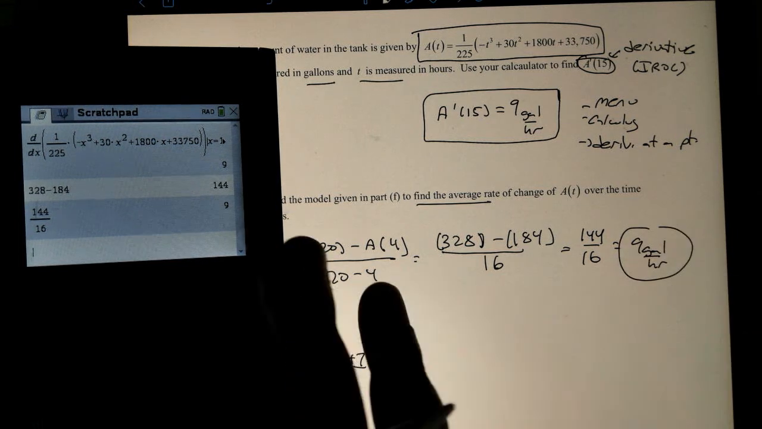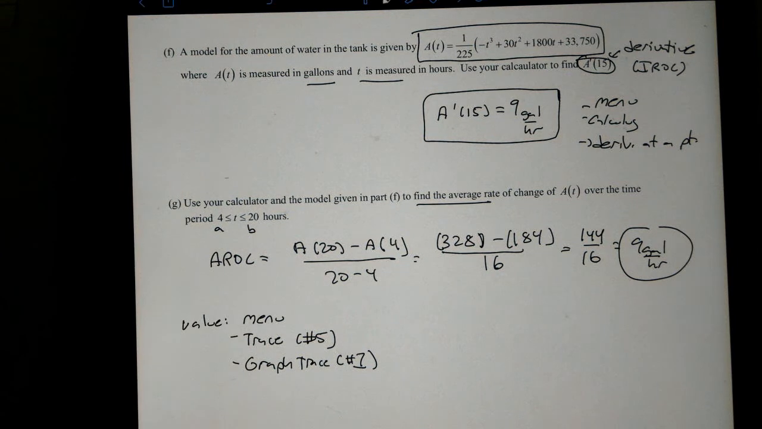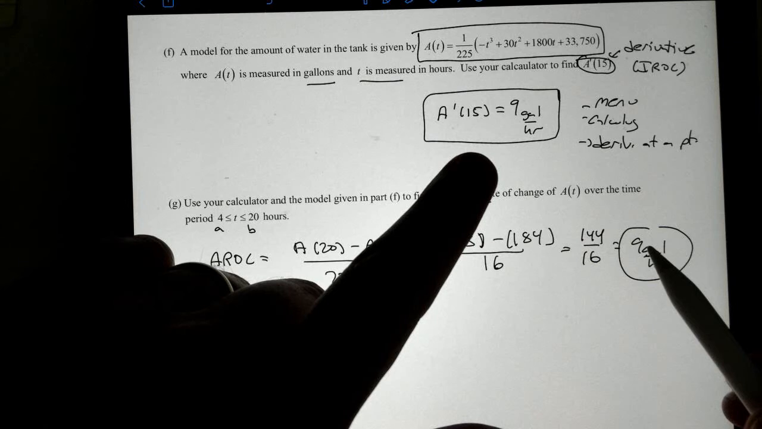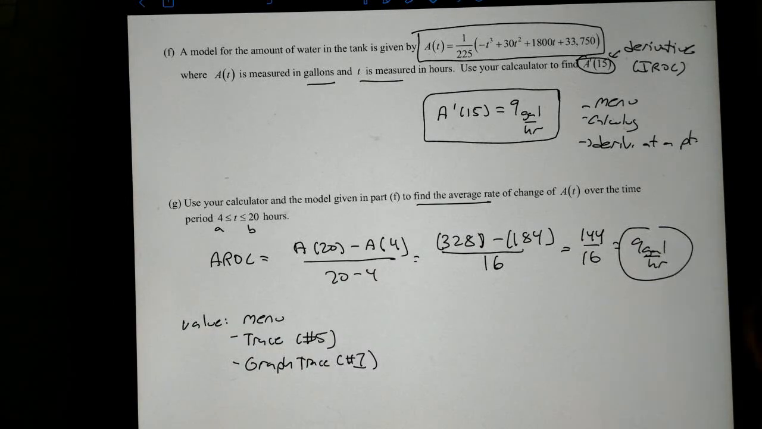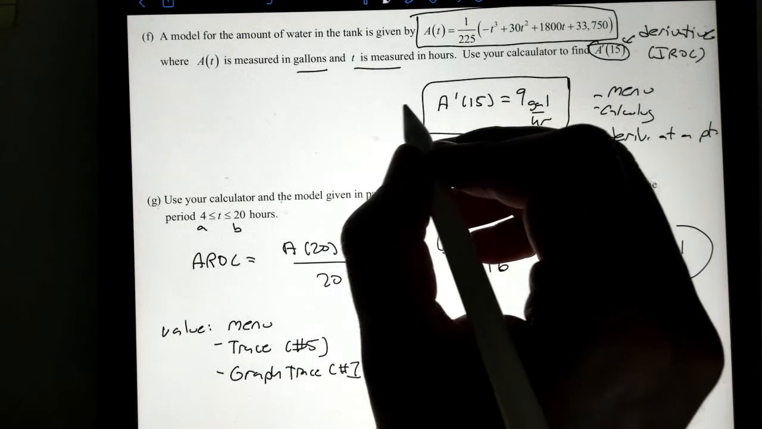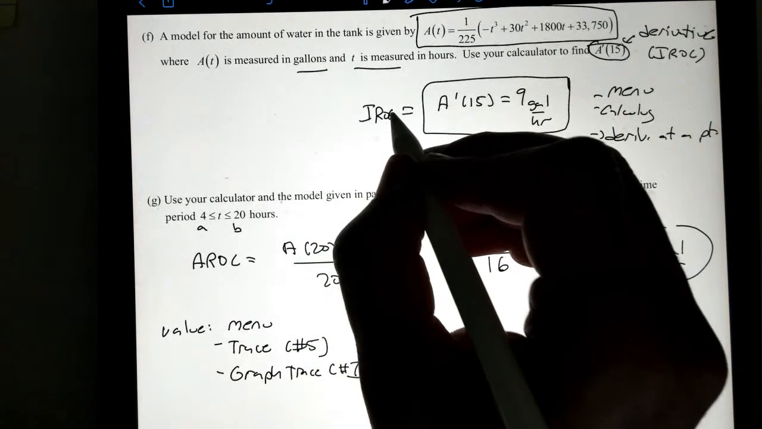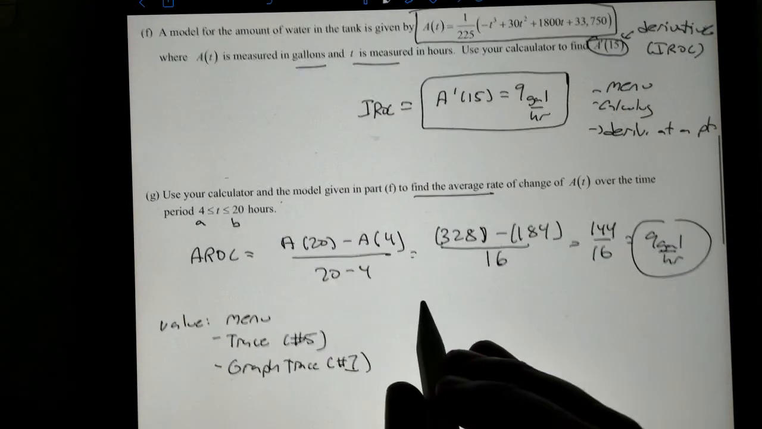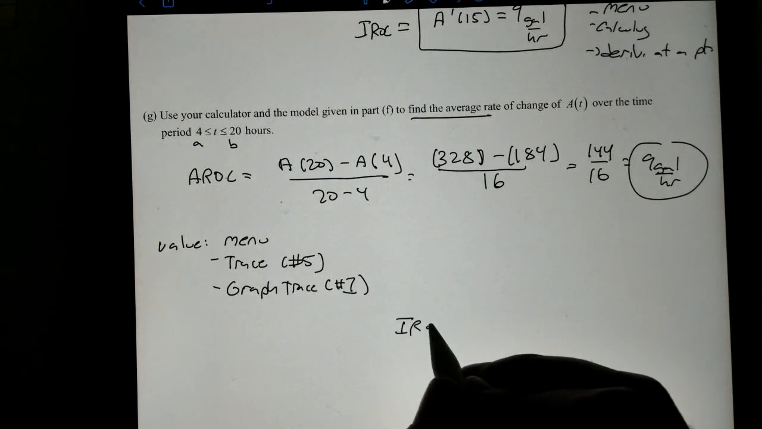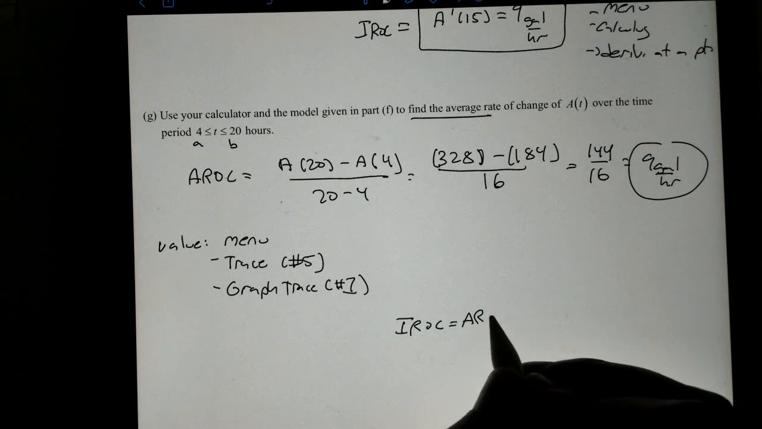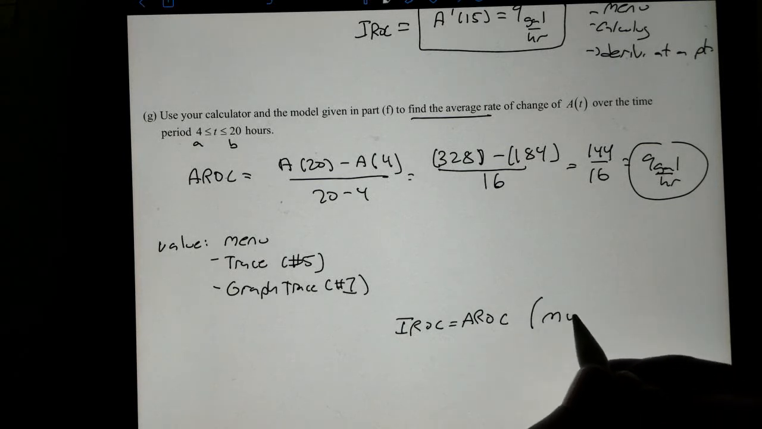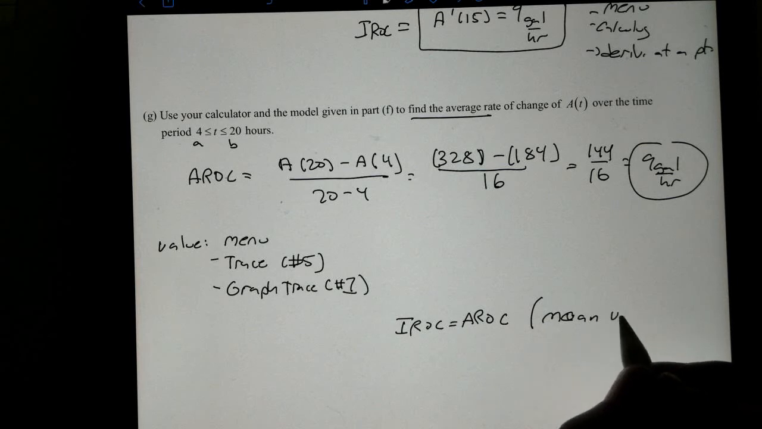Oh, man. Take a look here. Look at these slopes. If you notice, they're the same. That is insane. Because remember, this is my instantaneous rate of change, right? That's IROC. This is my average rate of change. And notice, over here, we have our instantaneous rate of change equals our average rate of change. This is what we call the mean value theorem.